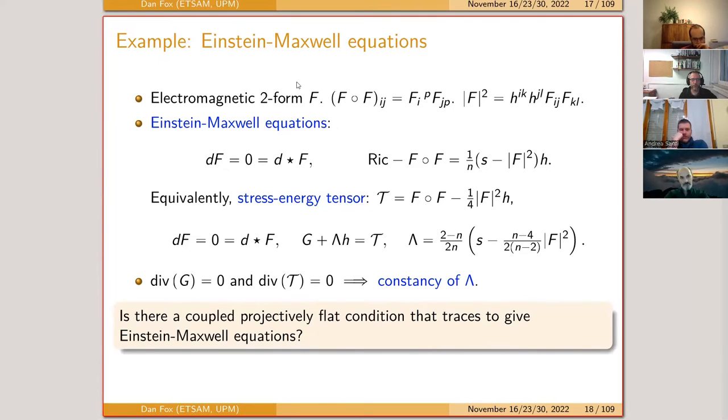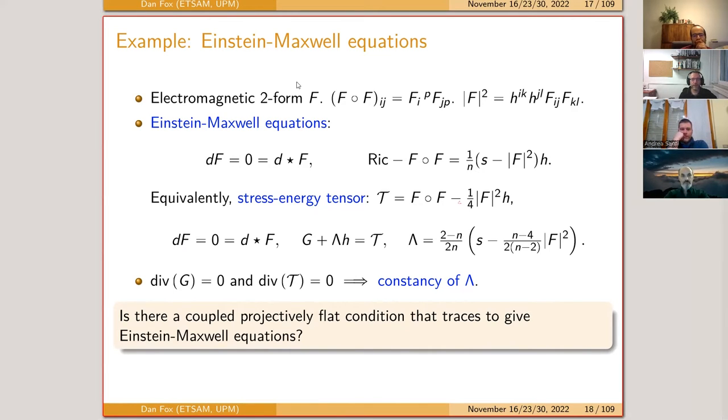And the way a physicist thinks about this is that you have the stress energy tensor of the electromagnetic two-form, which is this here. And what's the point? This is supposed to be divergence-free. And that's where these conditions intervene. So these, or something like them, are necessary to get that this is trace free.